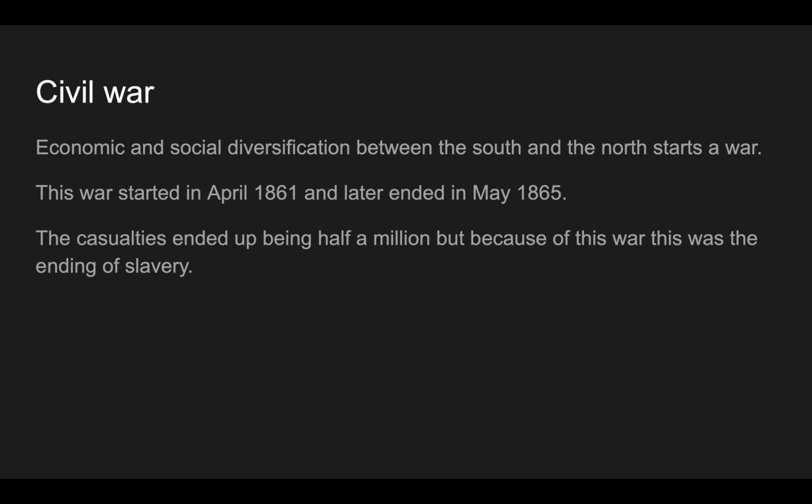Along the timeline is the Civil War. The Civil War really started because of the economic and social divisions between the South and the North. The war started in April 1861 and ended in May 1865. It was a long 4-year war. It ended up costing 500,000 people their lives. But because of this war, it helped end slavery.